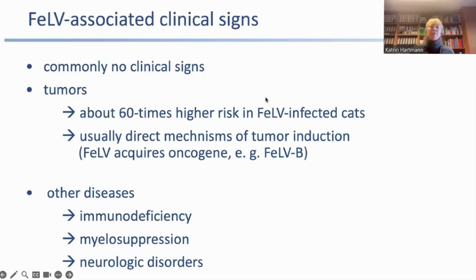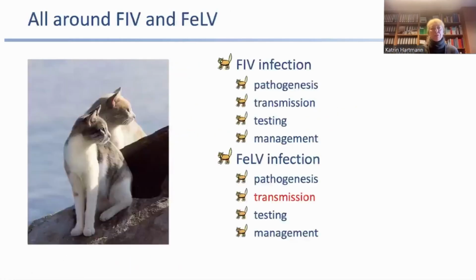So how about FIV-associated clinical signs? Many times there are no clinical signs. If there are clinical signs, it can be either tumors, mainly lymphoma. And here you see there's already a 60-times higher risk in FIV-infected cats than in non-infected cats, because FIV itself can directly cause tumor induction. In addition to tumors, there are other diseases such as immunodeficiency, myelosuppression, and neurologic disorders.